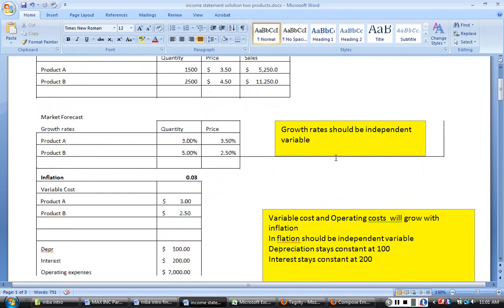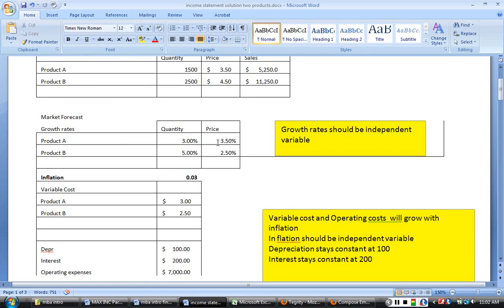$11,250. The other information provided is that based on the marketing analysis that they have done for their products A and B, they've concluded that they expect the quantity for product A to grow 3% a year, which means every year the amount sold for product A will be 3% higher from the prior year. So 2013 will be 3% higher than 2012, and 2014 will be 3% higher than 2013, and so on.